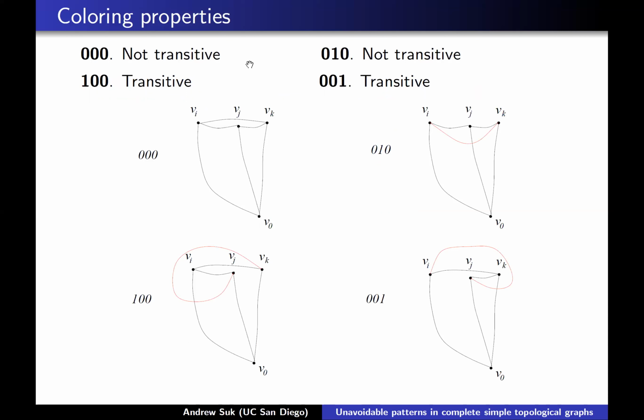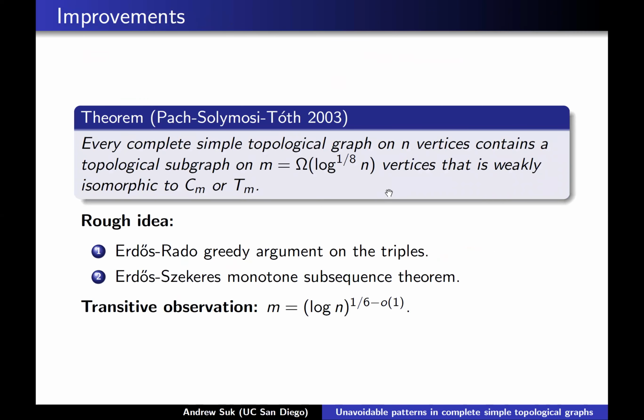And so it turns out that these two color classes are transitive, and these two are not. If you combine them, it's still not transitive, so you have to do something else. Actually, if you just wanted to stop here, if you just wanted to make this transitivity observation, it's not hard to use their old arguments and improve the bound to log n to the 1/6.